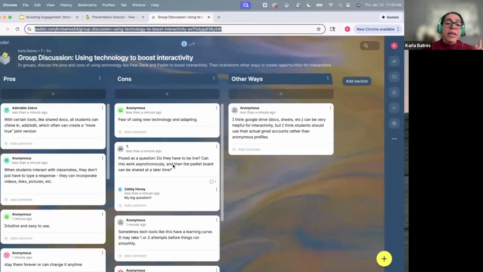Yes, they can work synchronously. So Padlet, I use this asynchronously all the time. I just give students the link. All my discussion boards are actually on Padlet. I don't use the discussion boards in Brightspace, and I'll tell you why in a little bit. Yeah. Okay. Any other questions? Let me make sure I got all the questions here.